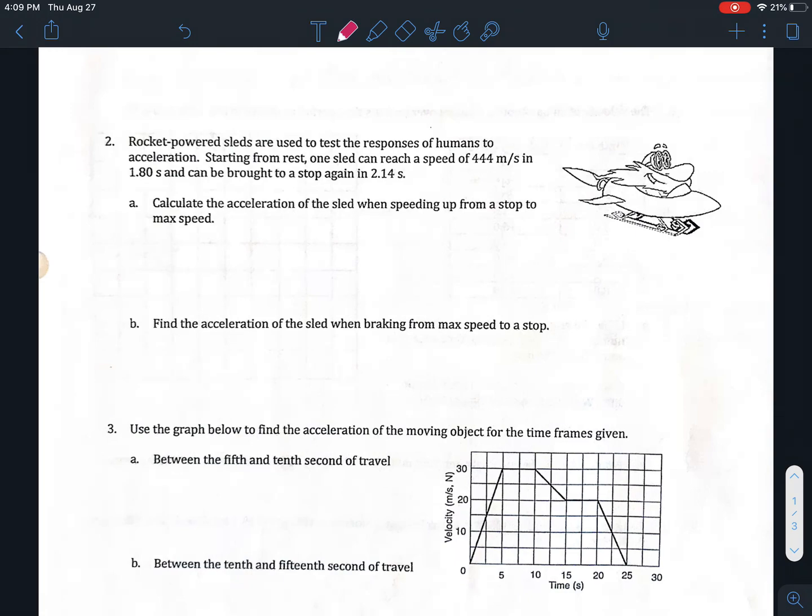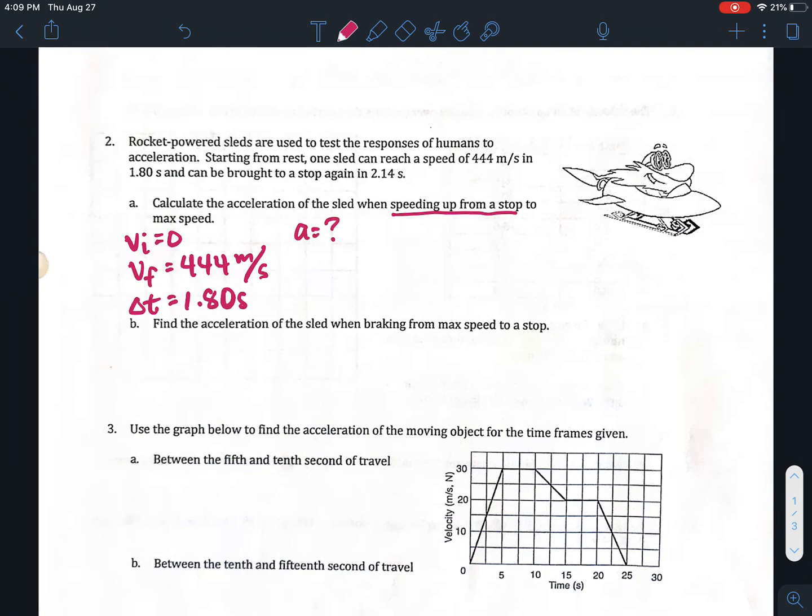So in part A, we want to go for speeding up from a stop to max speed. So that means initial velocity is 0. Final velocity is 444 meters per second. And delta t is 1.80 seconds, or the time it took to speed up.